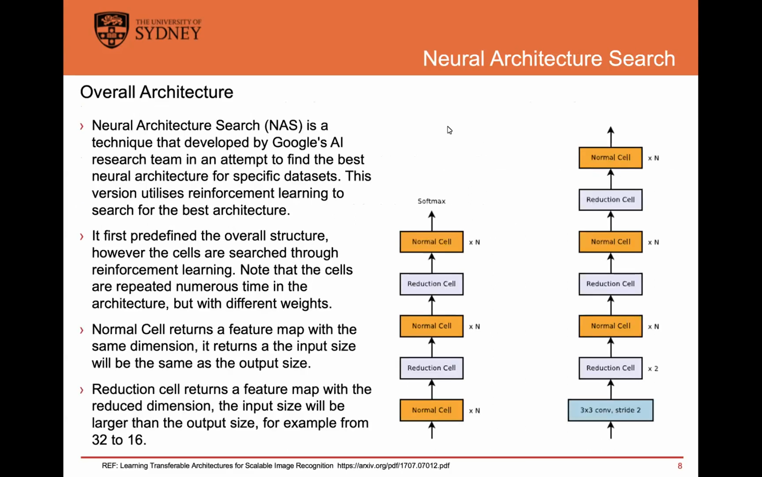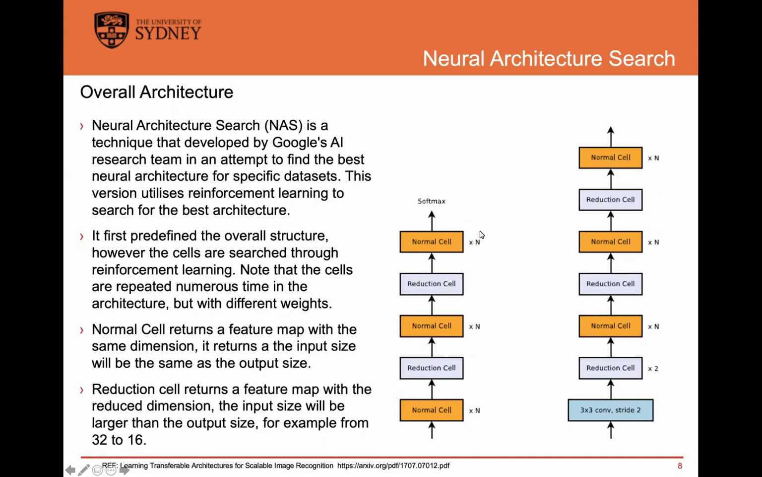In the paper, the overall structure is actually predefined. They will have two cells, normal cells and reduction cells. With normal cells, the feature map that you have actually returns the same size. So for example, if you have an input of 32 by 32, you have the output of 32 by 32. That's for the normal cell. With reduction, it reduces the output size by a factor of 2. So for example, it will go from 32 to 16.